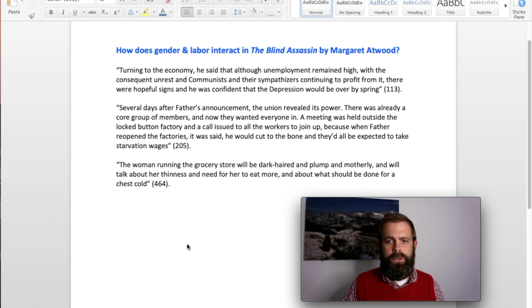And I've gone ahead and collected just a handful of pieces of evidence from The Blind Assassin I believe could help me answer the question, how do labor and gender interact in the novel The Blind Assassin by Margaret Atwood? So let's take a peek real quick. So this is what it looks like when you begin working on your database. My central question, of course, you can see up top there, how does gender and labor interact in The Blind Assassin by Margaret Atwood? When I go to build a database, I start with that question first.